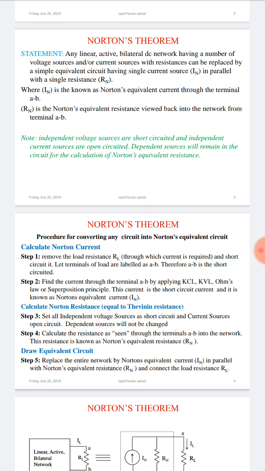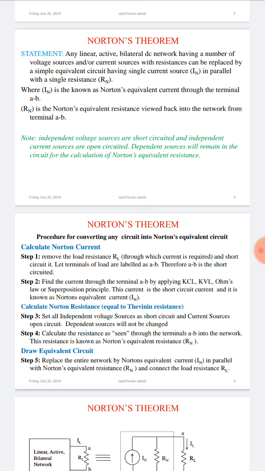Step third, consider all the independent and dependent sources. We know that independent sources are variable sources and dependent sources are always constant for the network. Step fourth, calculate the Norton equivalent resistance across the terminals AB. Next step, draw the equivalent circuit by connecting the Norton current, Norton resistance and load resistance in parallel with each other.